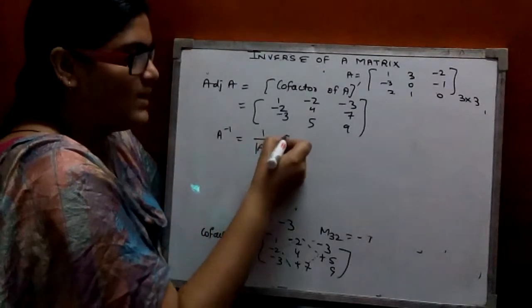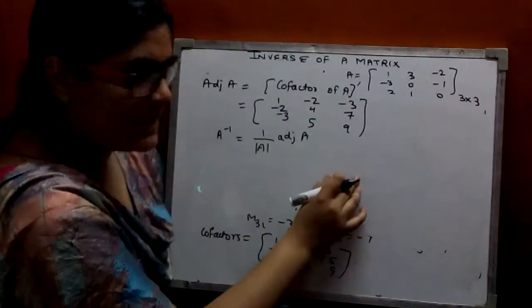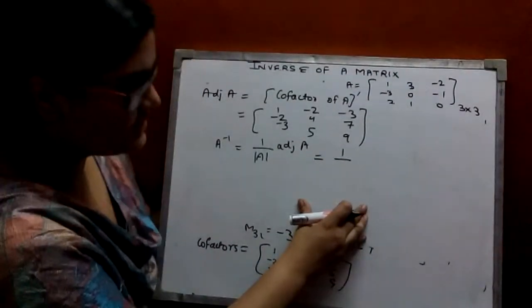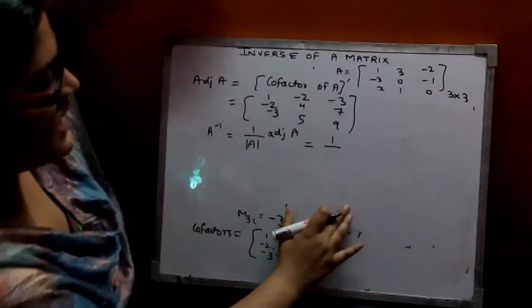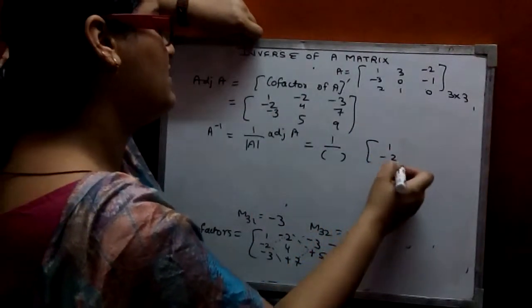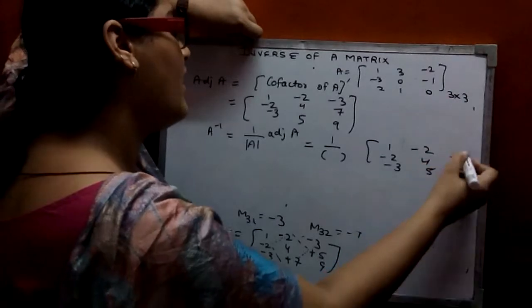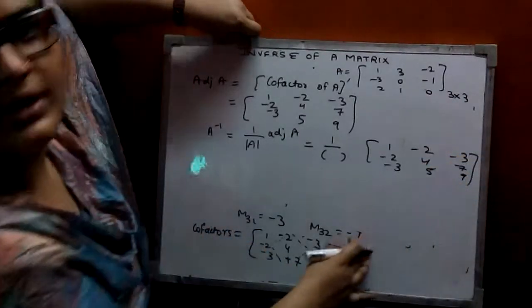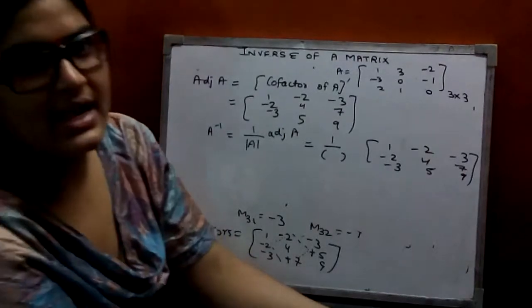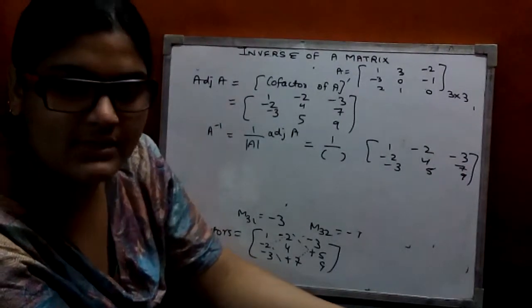And now the final thing is you have to find out A inverse, which is 1 upon determinant of A times adjoint A. Now substitute all these values. What is our determinant of A? What was that? You have to substitute it here, along with adjoint A, and you get the answer. I hope you understand how we can find out the adjoint, the minors, the determinant, and the inverse.